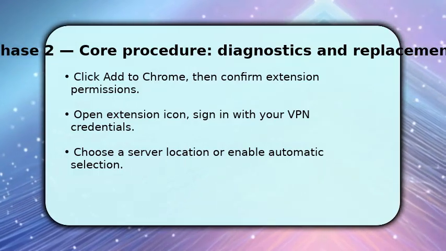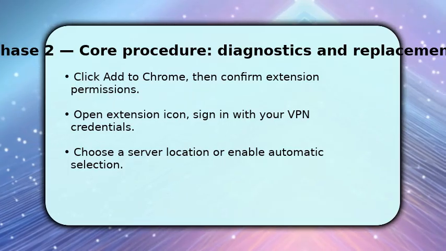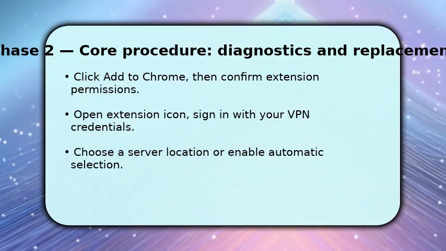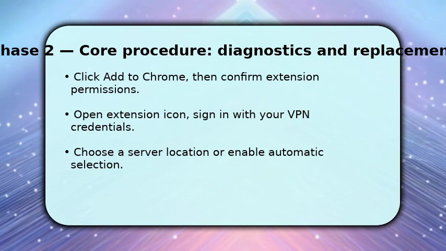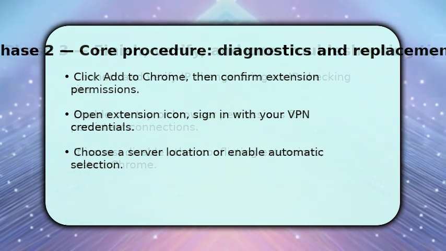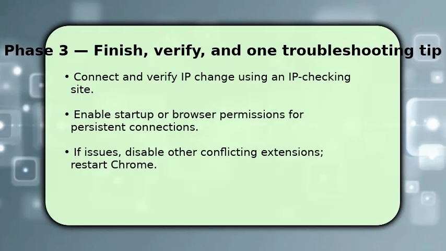Toggle settings like kill switch or split tunneling if available. These control what traffic goes through the VPN and why you might use them. You finish by connecting and verifying that your IP changed. This proves the VPN is active.